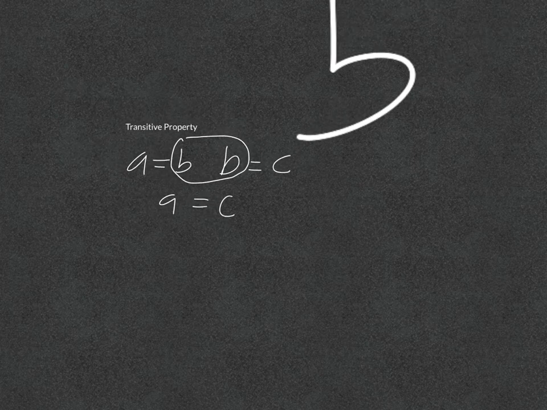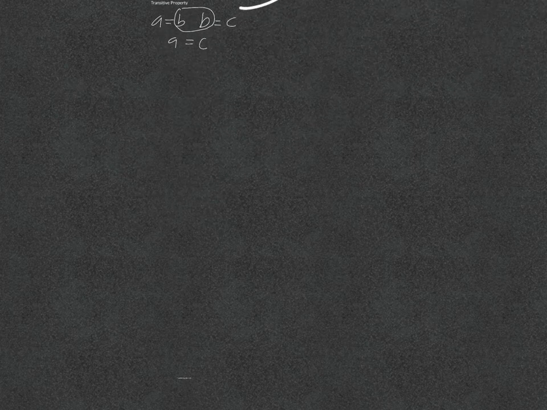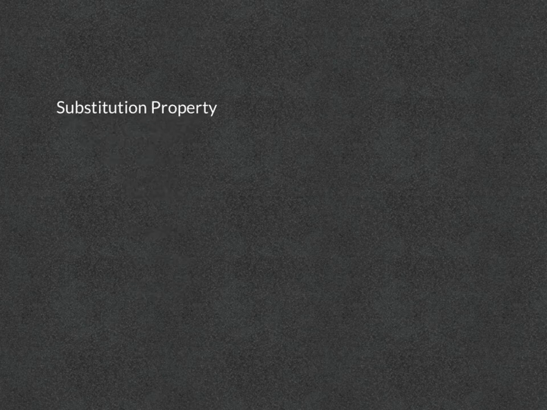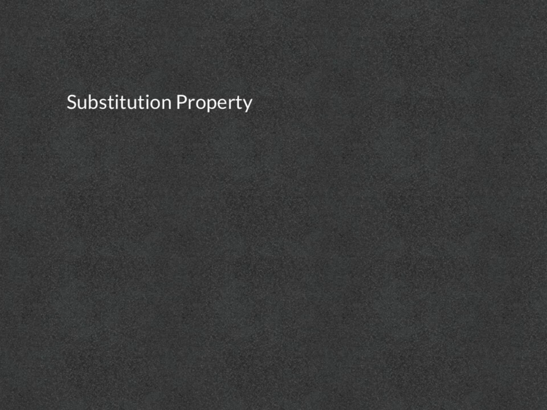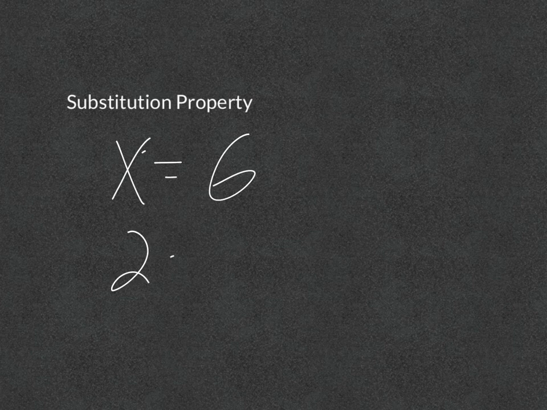The last property we want to talk about is the substitution property, okay? And it just means that any value, any quantity, can be substituted for itself in an expression. So if we had something like x equals 6, and then you had 2x, we could substitute and say that's 2 times 6, right? We can substitute values for themselves.